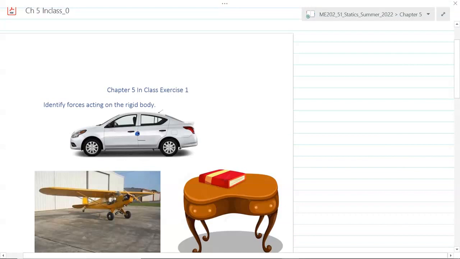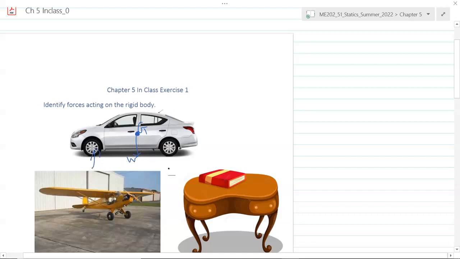For example, the car has center of gravity G, then one of the forces is the weight of the car, which acts vertically downward. And by the way, for all the examples, we assume that all objects are in equilibrium. That means they are in stable condition. They are not moving, they are just there. So the car is not moving, the car is in stable condition.